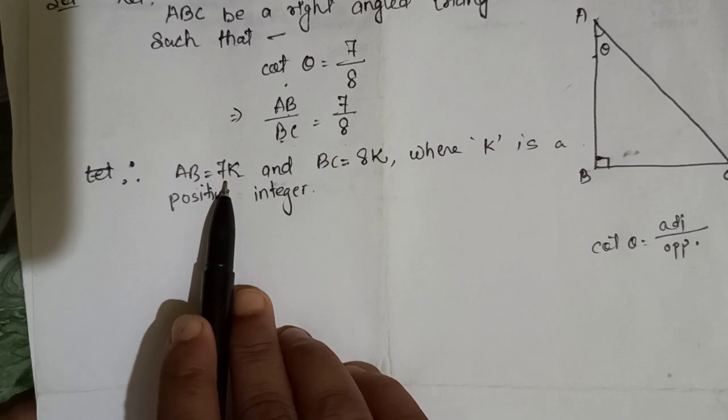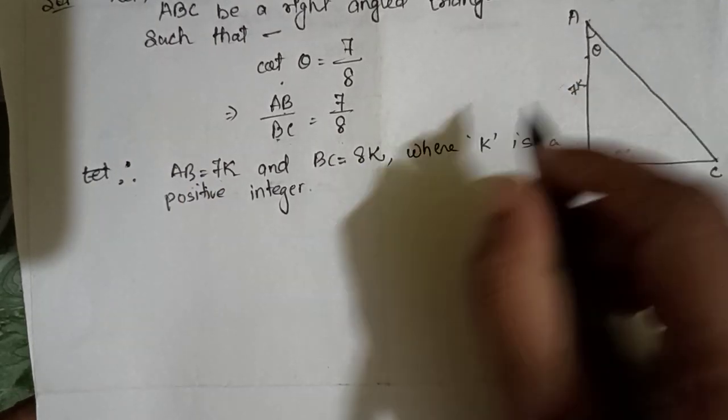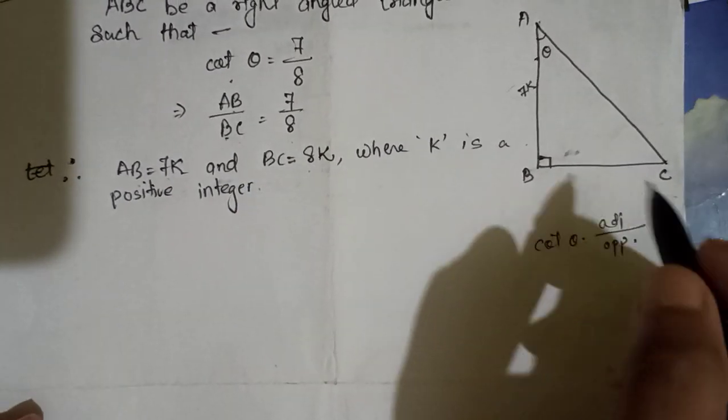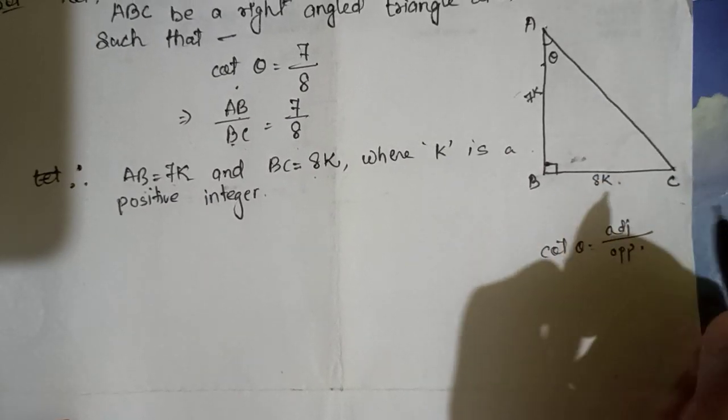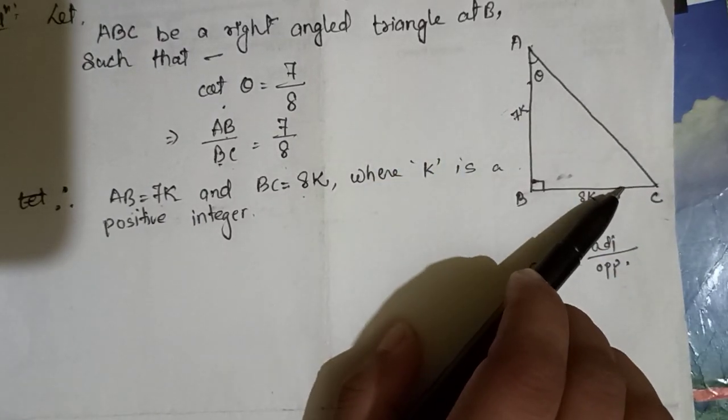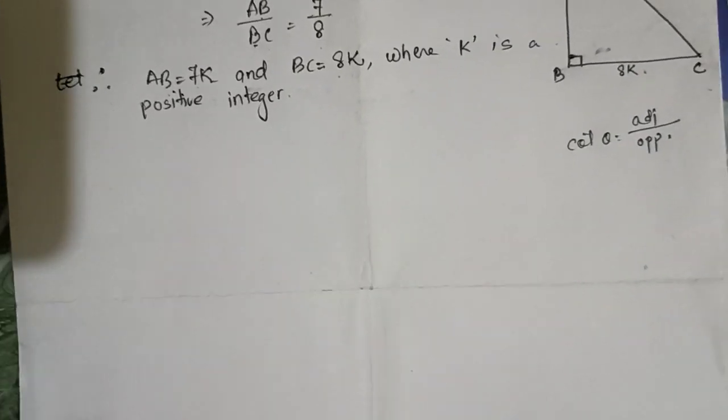Now we can put the values here. AB equals 7K we got, so here we can write 7K. BC equals 8K, so this is our BC, we can write here 8K. So we need to find AC now. By using the Pythagoras property, we will find the value of AC.